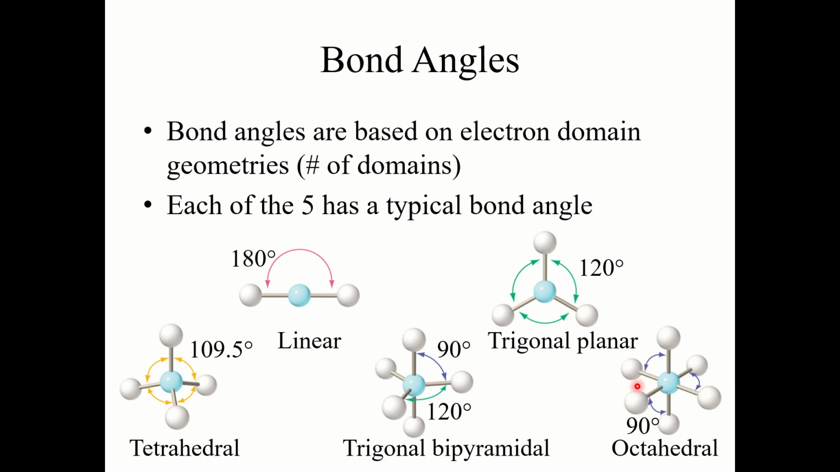It's a 90-degree angle between all of the 6 atoms here. Again, you could make the argument you've got 180 degrees between here and here, but primarily we're focusing on the 90-degree bond angle between each of these bonds.